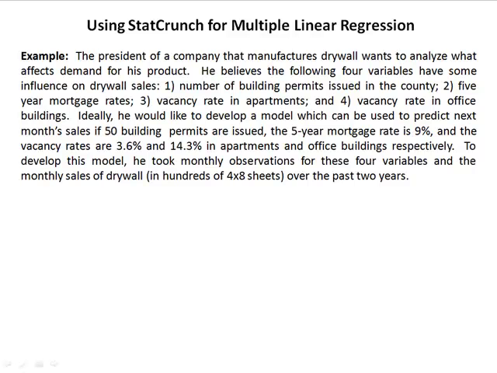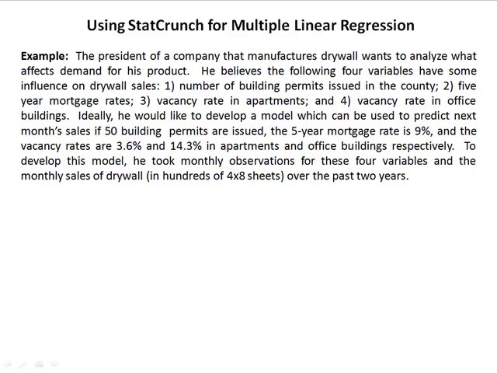His end goal is to develop a model so that he can predict how many sheets of drywall will be sold next month, and he's estimated that 50 building permits will be issued, the five-year mortgage rate is 9%, and the vacancy rates for apartments and office buildings are 3.6% and 14.3%, respectively.